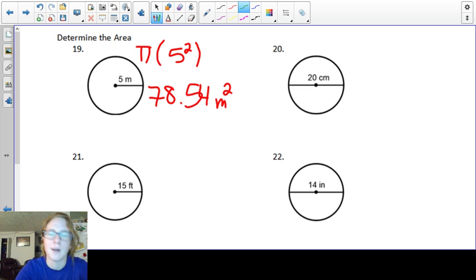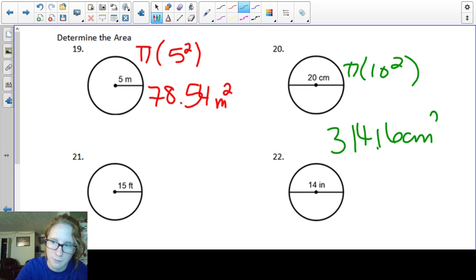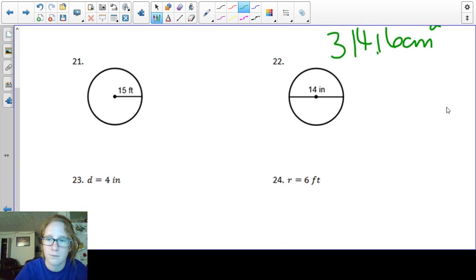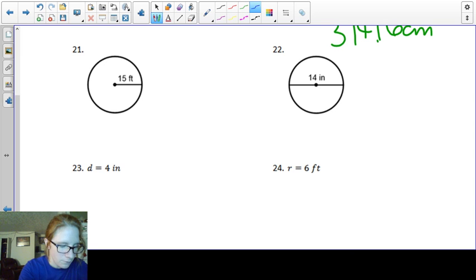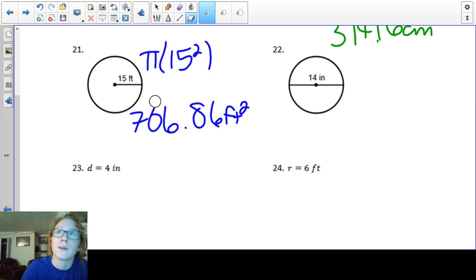And number 20, I need my radius. So my r here would be 10. So I have pi times 10 squared, which would give me 314.16 centimeters squared. In this case, I need to square my 15. I have my radius, so we're all good. So we have pi times 15 squared, which is 706.86 feet squared. So I'm going to fix that as a 0, not a 6.